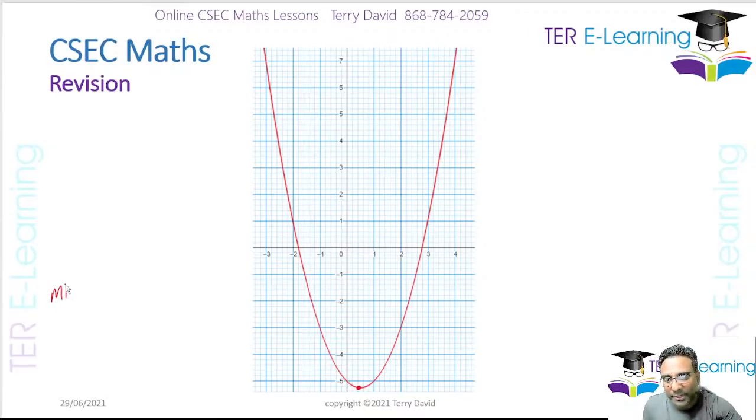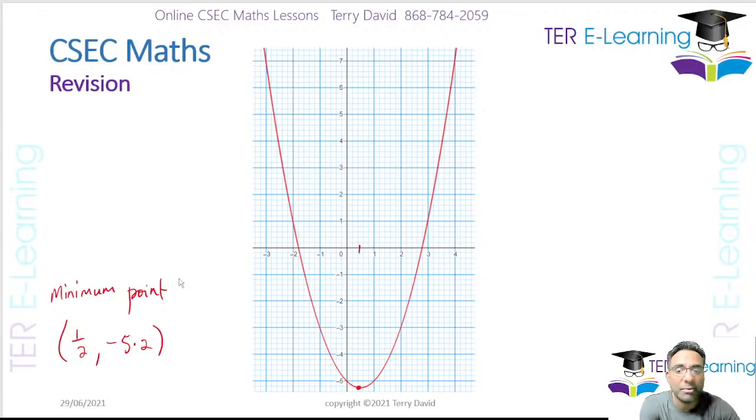And I need to be able to read off the coordinates of that minimum point. So that minimum point is a coordinate. It's going to have an x value. Now the x value here, if I look at this graph, looks like about a half, right? That's my x value. And the minimum value looks like about -5.2. So you all have to be able to read this off on your graph. You could be asked to read off the minimum point on your quadratic graph.